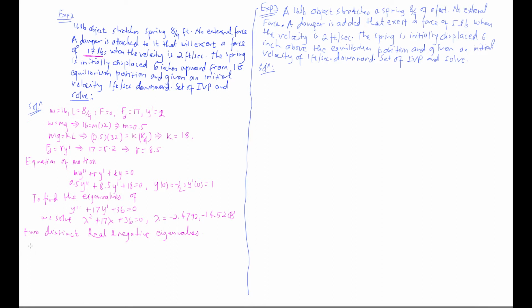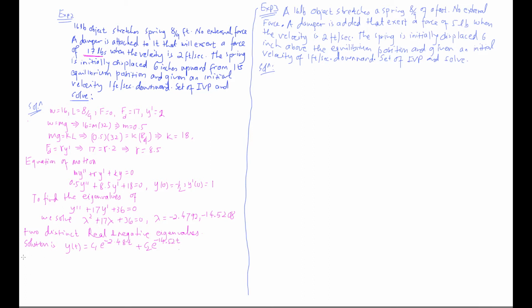So the solution is, you can write y of t equals c1 e to the negative 2.48 t plus c2, I'm just rounding up, e to the negative 14.52 t. That is the solution.